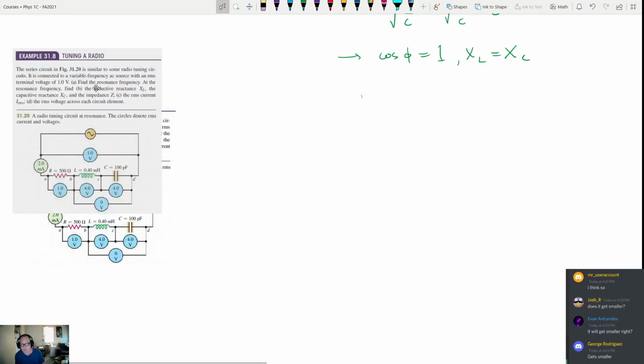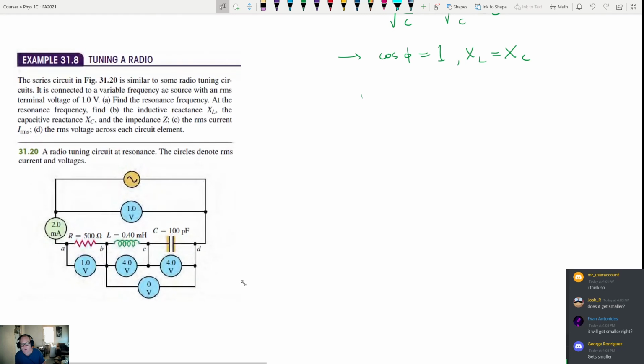Tuning a radio. The series circuit is similar to some radio tuning circuits. It's connected to a variable frequency AC source with an RMS terminal voltage of 1 volt. Find the resonant frequency, and then at the resonance frequency, find inductive reactance, capacitive reactance, impedance, RMS current, and then we'll find the RMS voltage across each circuit element.